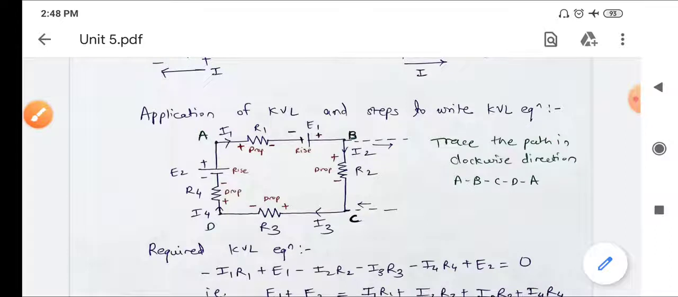So we are going to trace the path in the clockwise direction. The path is A, B, C, D, A. I1 is the current flowing through R1, I2 is the current flowing through R2, I3 is the current flowing through R3, and I4 is the current flowing through R4. Now if a closed loop is there, when we trace the path and encounter the positive terminal of the source first, then it indicates a drop in the potential, or it is called a potential drop.